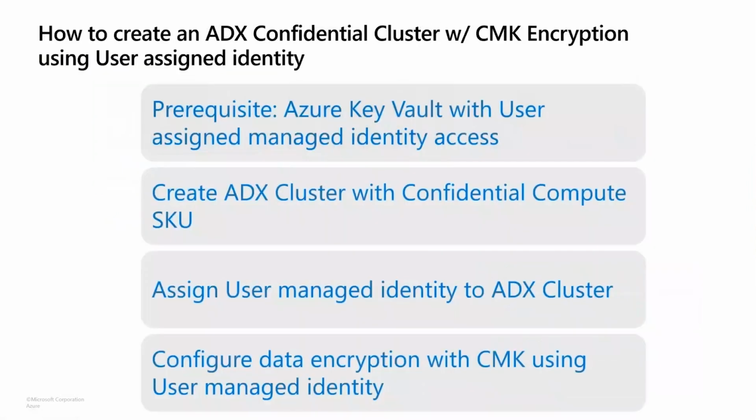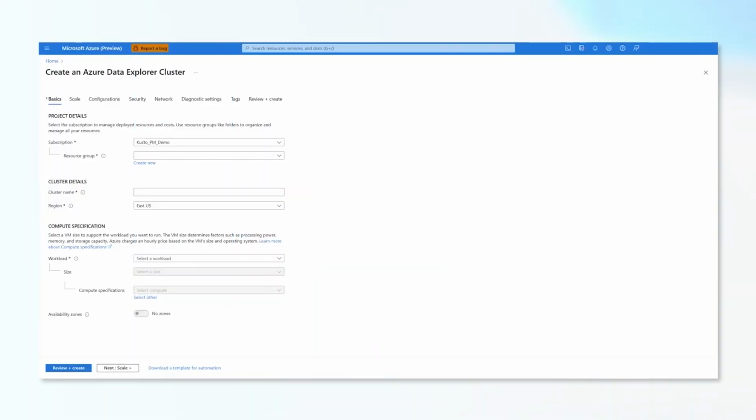Now I will present a short demo on how to create an ADX confidential computing cluster using the portal. In the demo, I'll create an ADX confidential cluster with CMK encryption using user-assigned identity. In this demo, I will use the portal to first create a confidential computing ADX cluster. After, I will go and configure the cluster to use a CMK key for encryption.